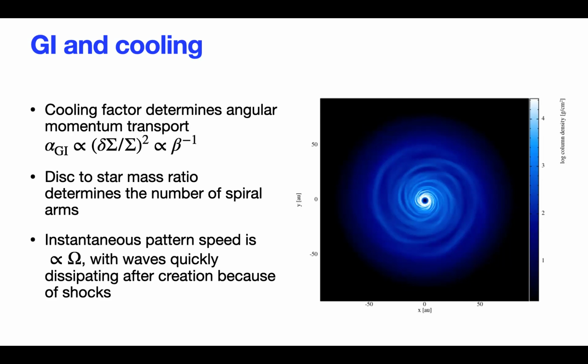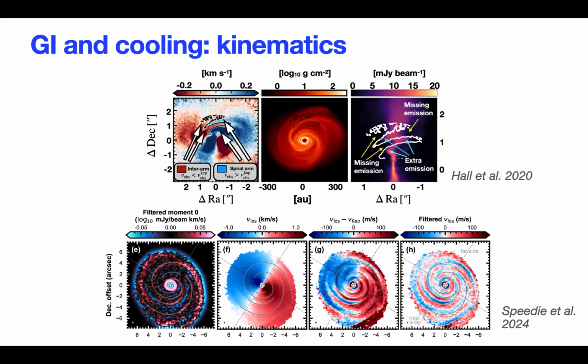Of course, this is just an instantaneous pattern speed, because if it was lasting long, what would happen is that the spiral would just wind up and disappear. So this is just an instantaneous one. The spiral will travel a bit and then will dissipate and be recreated again.